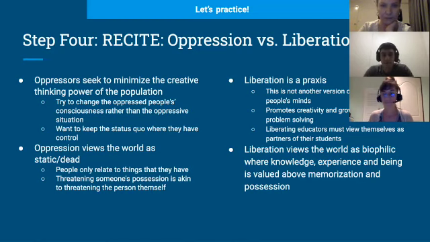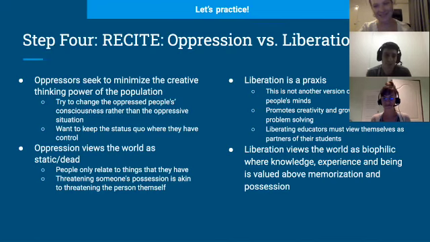And this is going to lead into someone else's, but they try to change the oppressed people's consciousness rather than the oppressive situation, right? They don't want things to change, even though they're bad. They want to make the people that are oppressed okay with it, right? Just to keep the status quo. Right? Not cool, you guys. Yeah. So oppression views the world as static or dead.